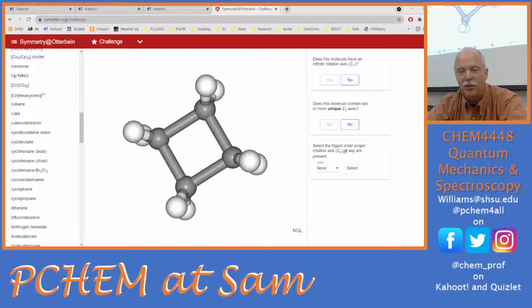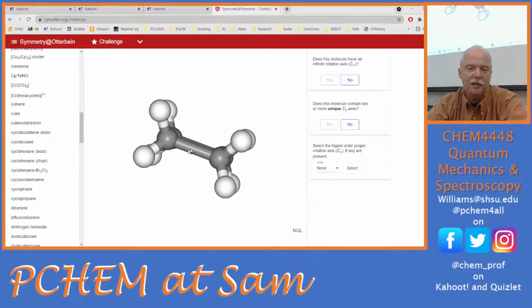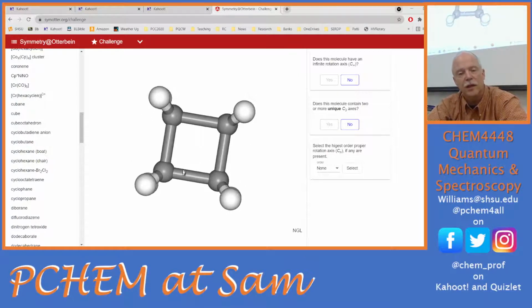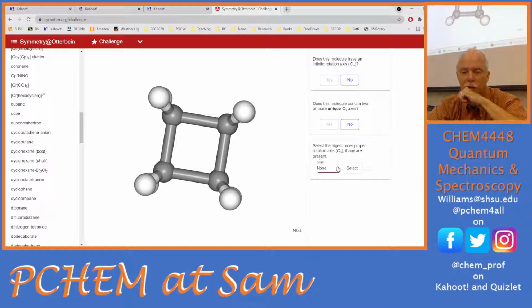Select the highest order proper rotation axis, if there are any. And so we're looking at this molecule. We have a C2 axis here, where I could rotate the molecule 180 degrees. Let's turn it this way. I could rotate it a quarter of a turn, or 4 times, and I would get the molecule back, right? So a C4 axis, that's what we're looking for. So when it says the highest order, we have a C4 and a C2. We're going to pick the C4. Okay, so we're going to say C4 and select it, okay?